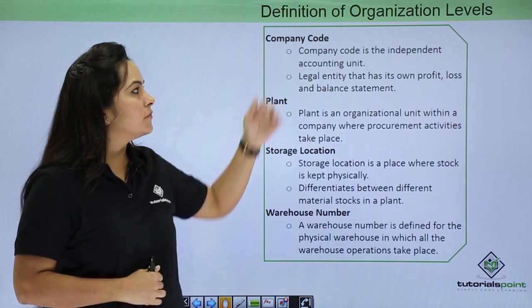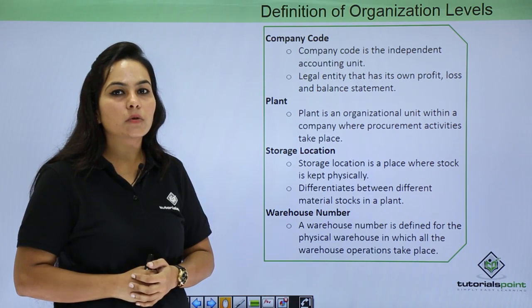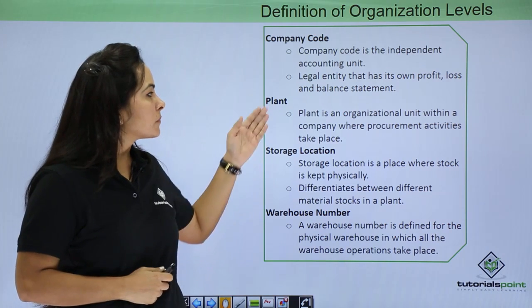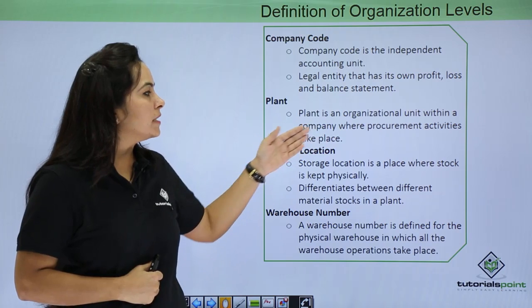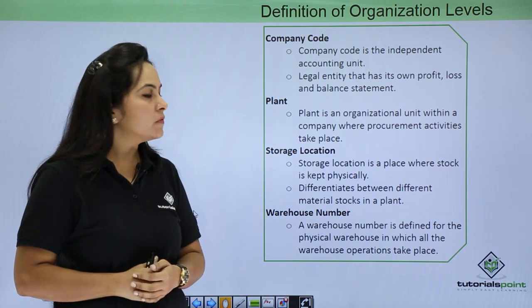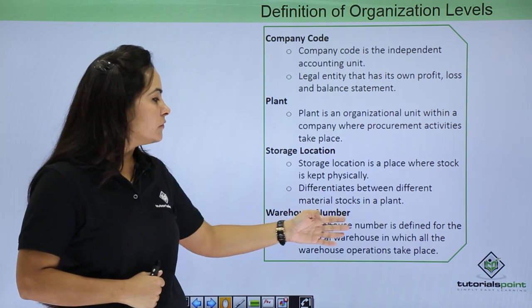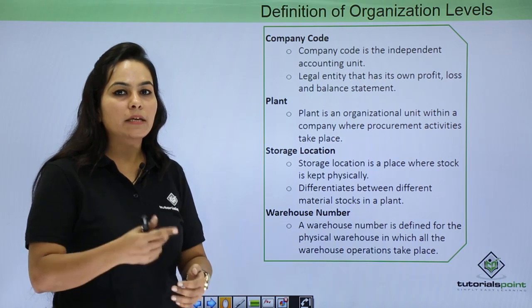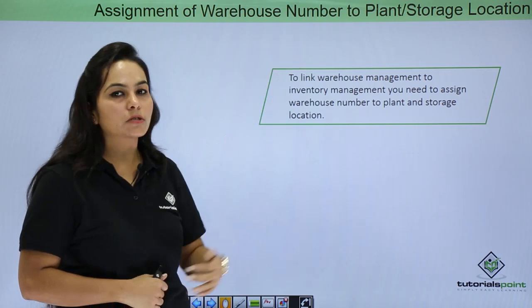So let's discuss the definition of organization levels. First is the company code. You can regard your business unit as company code and it has its own profit, loss and balance statement. Then you have plant. Plant is an organizational unit in which procurement activities take place. Then you have storage location where actually stock is kept physically. Then you have warehouse number. Warehouse number is defined for the physical warehouse in which all the warehouse operations take place and stock will be kept over there.